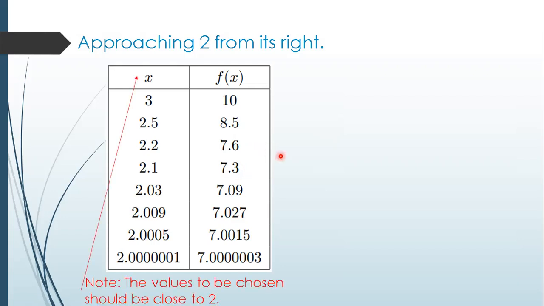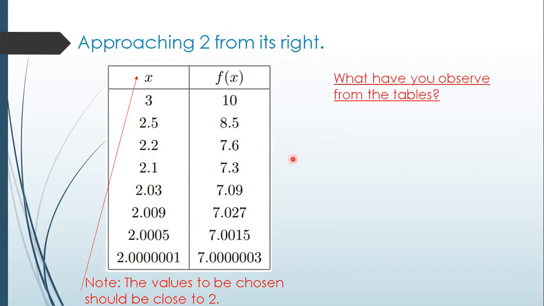Note that the values to be chosen should be close to 2. As you can see here, 2.00000001 is not equal to 2, but we are approaching 2 from the right.